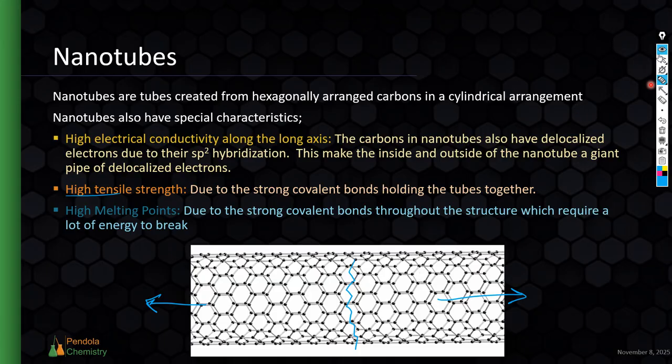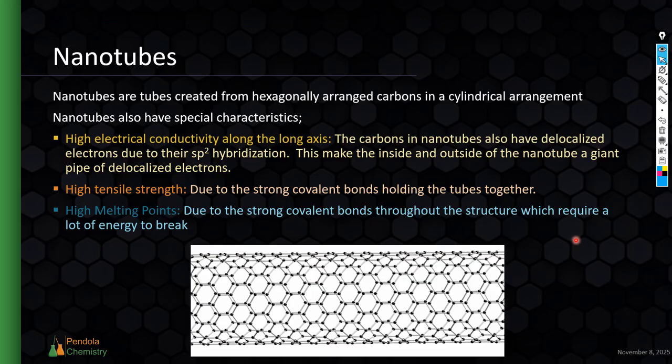So those are the three most important properties of nanotubes. They have very high electrical conductivity along their axis because of the delocalized electrons created by the sp2 hybridized carbons. They have high tensile strength because it takes a lot of energy to break the covalent bonds holding the nanotube together. And they have very high melting points because it takes a lot of energy, heat energy in that case, to break those carbon bonds as well. So you can think of a nanotube as a single layer of graphite that has been wrapped around into a tube shape.